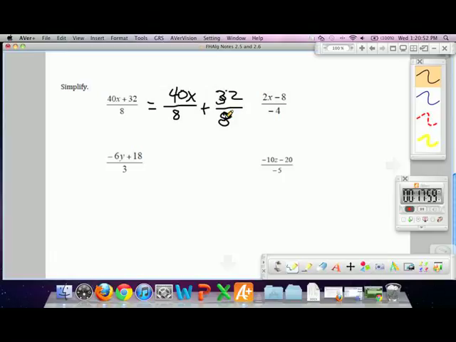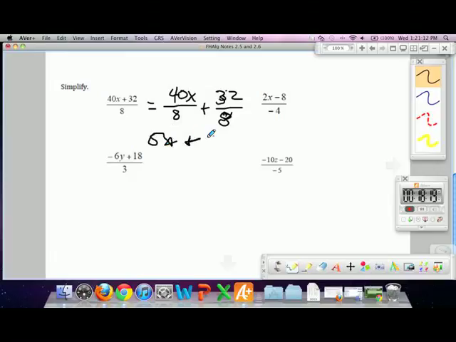How many times does 8 go into 40? 5 times. And how many times does 8 go into 32? 4 times. So 5x plus 4. Okay, we'll do this.